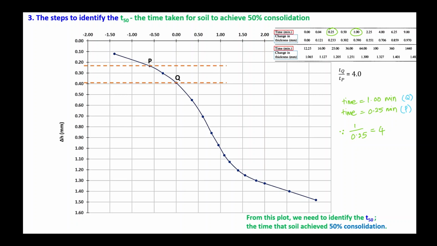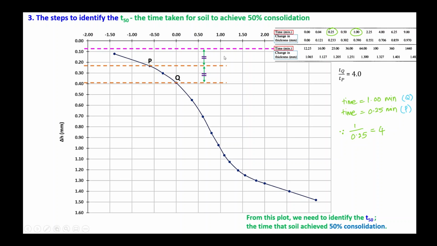Now we draw another horizontal line through the point P, exactly like this. And then we measure the vertical length of the distance between P and Q, as in the green line. And then we need to mirror this distance, and then draw another line.